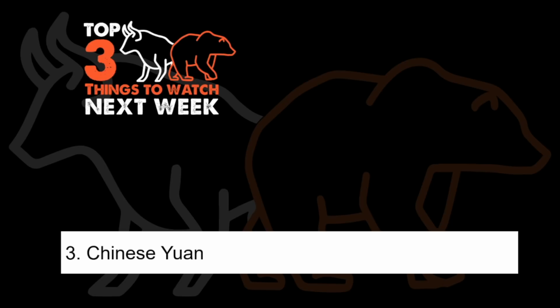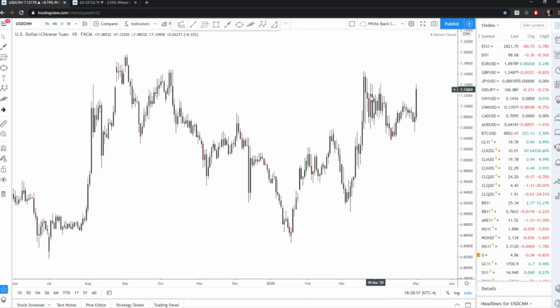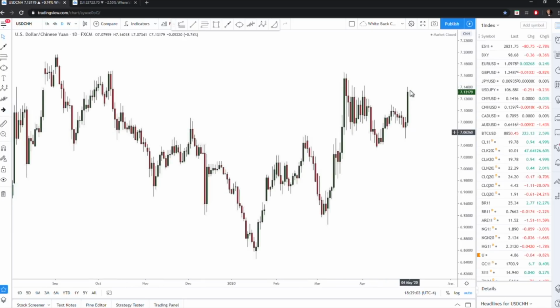But you know what? It's fascinating to see what is actually playing out here. Here's the chart on the U.S. dollar yuan. What is interesting here is after this little consolidation, big breakout.